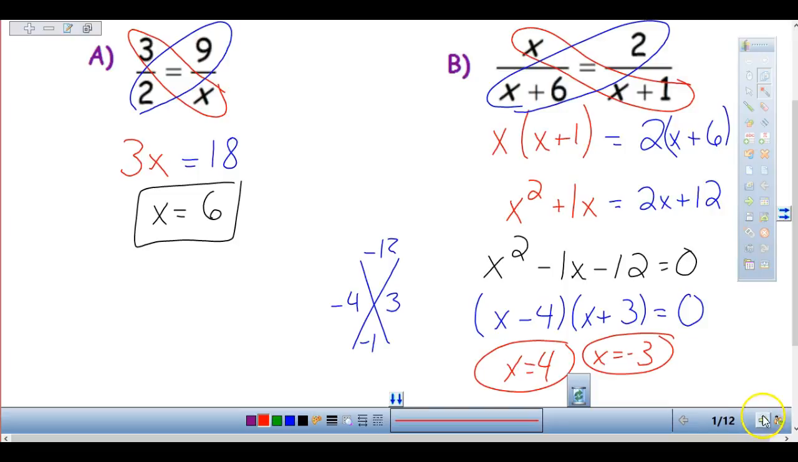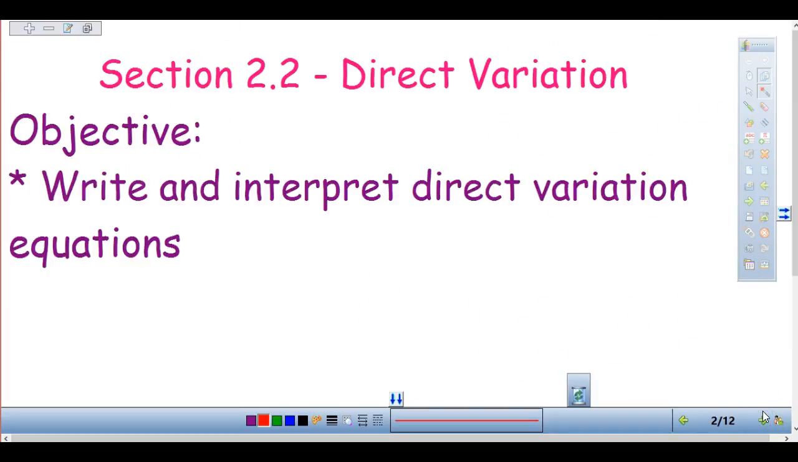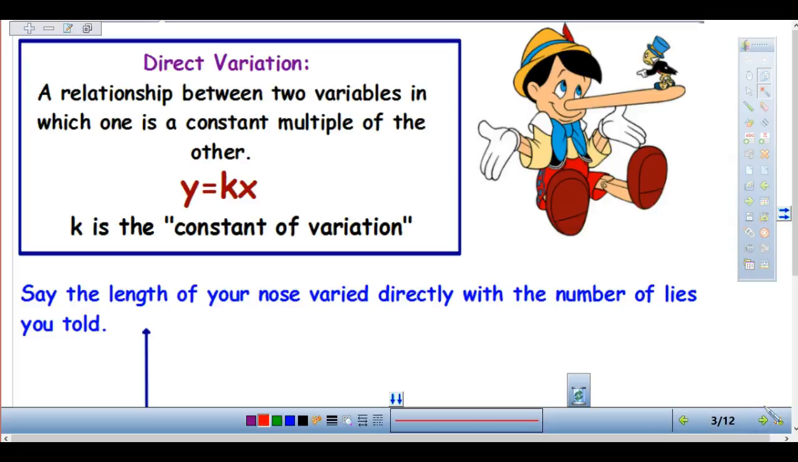All right, so now let's start the new section. Direct variations. What I want us to be able to do is, can we write the equation of direct variation? Can we interpret whether it is actually going to be direct or not? So the first thing you have to know is what an equation looks like. Direct variation is the relationship between two variables, where one is a constant multiple of the other. So, in your notes, write y equals kx.